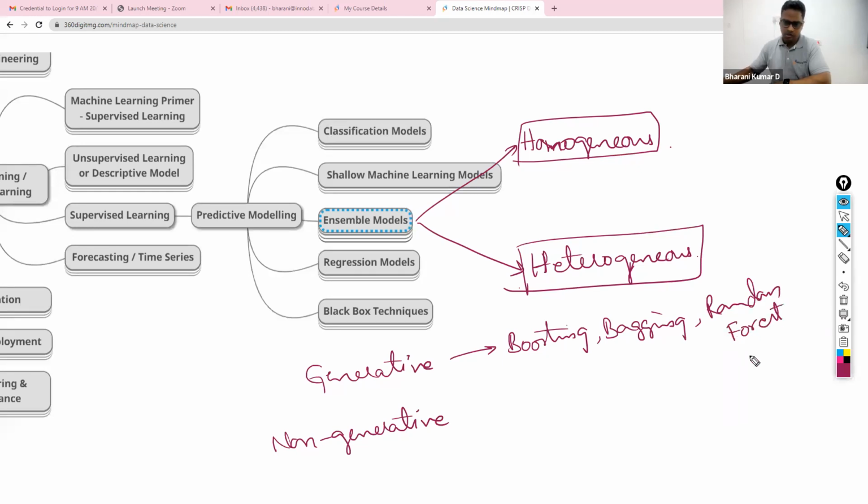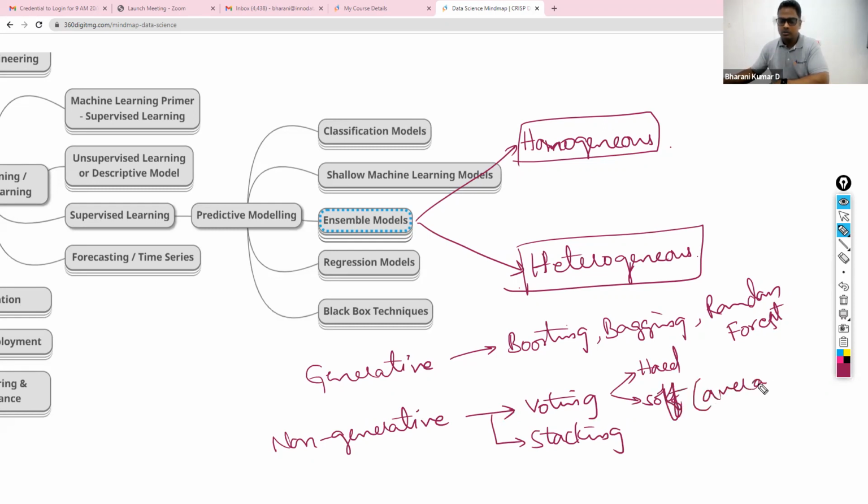And when it comes to non-generative, they just take the results of the algorithms and combine the results in some way. What are the techniques? Voting and stacking. Within voting, you can have hard voting or you can have soft voting. Soft voting is nothing but taking an average. And within average, you have simple average and weighted average. Good. So we understood all of these things.